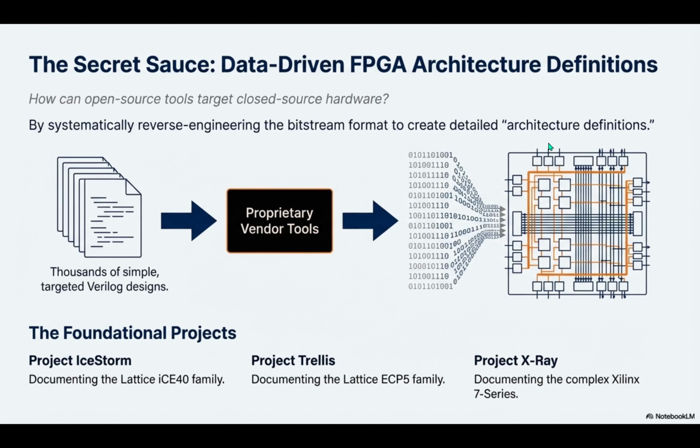Okay, what does that mean? Well, since the vendors won't share the blueprints, the community just decided to build their own maps. Systematically. They run thousands of tiny, simple Verilog designs through the official vendor tools. I'm talking tests that might only use a single logic gate or connect one wire. Then they capture the bitstream file that the tool spits out, and they meticulously analyze that output bit by bit. Through statistical analysis, they figure out which specific bit in that binary file controls which tiny little function on the chip. Wow. The amount of labor just to map one chip architecture bit by bit must be absolutely staggering.